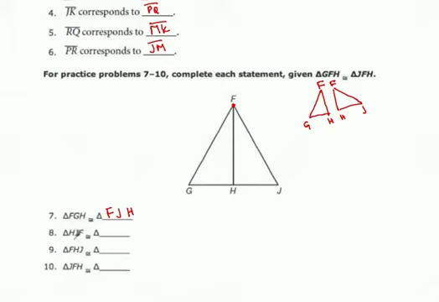All right, so then we're going to move on to number 8, which says triangle HJF is congruent to what triangle? Again, putting it in the correct order, making sure that the angles that correspond are in the same location, that means I would say HGF. All right, triangle FHJ would be congruent to FHG. And the last one, JFH would be congruent to GFH.